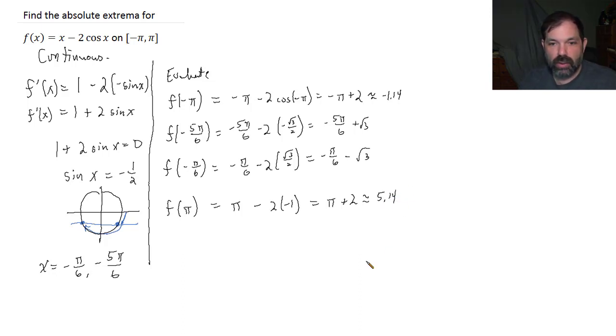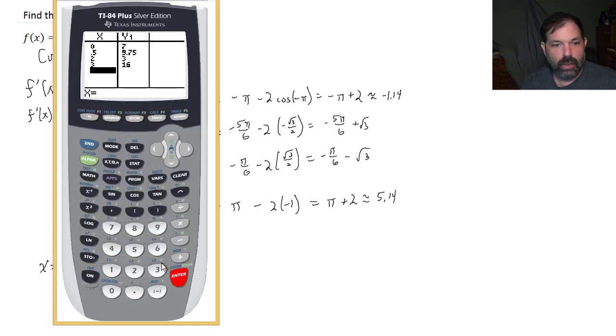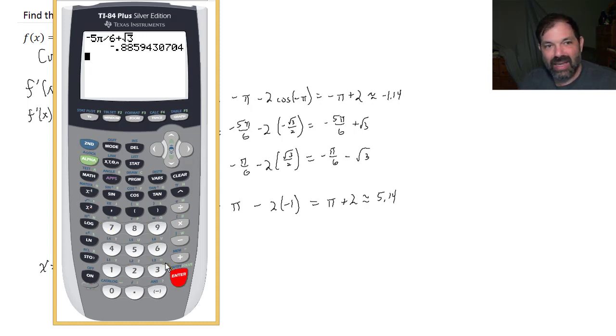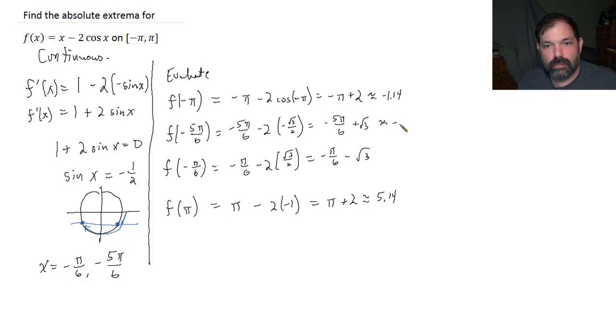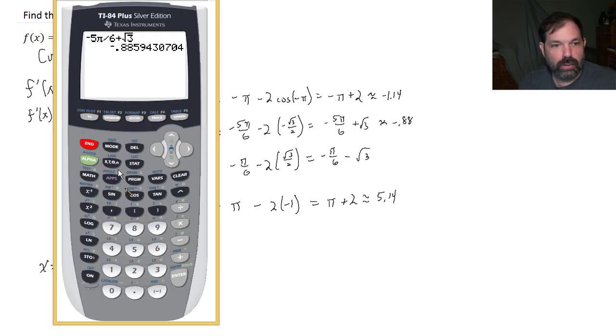All right, let's calculate the other two. Let's see. Negative 5 pi over 6, let's add the square root of 3. So it's about negative 0.88. All right, and what about negative pi over 6? Negative pi over 6 minus the square root of 3. That's negative 2.26, roughly.